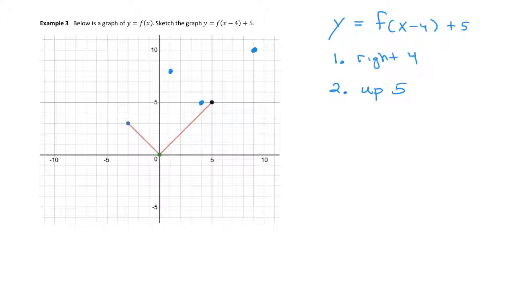If every point on the graph does this, the shapes of the 2 graphs should be the same, it's just now in a new location. If I take this whole graph, move it right 4 and up 5, we would have this picture here.